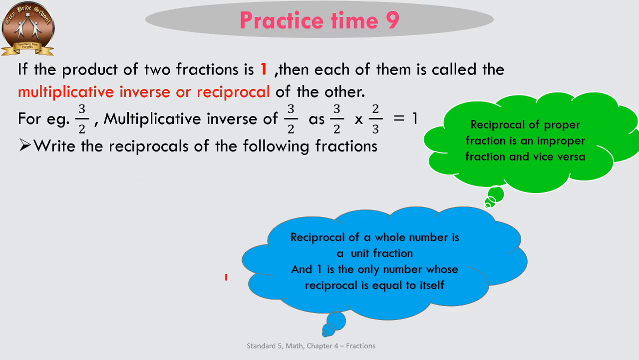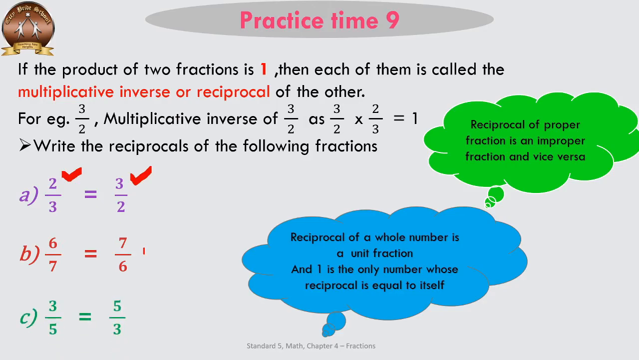Write the reciprocals of the following numbers. So let us take a few examples to understand this. 2 upon 3's reciprocal is 3 upon 2. They both are not equal, but the reciprocal of 2 upon 3 is 3 upon 2. 6 upon 7's reciprocal is 7 upon 6. 3 upon 5's reciprocal is 5 upon 3. So now here you can see very clearly that the reciprocal of a proper fraction is an improper fraction.